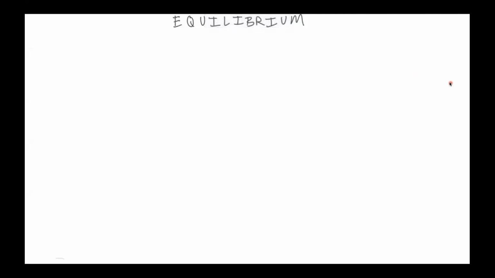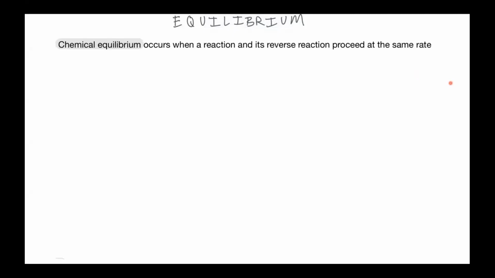Today we're going to be talking about equilibrium. So let's start off just with a basic definition. A chemical equilibrium occurs when a reaction and its reverse reaction proceed at the same rate. So what exactly does that mean?